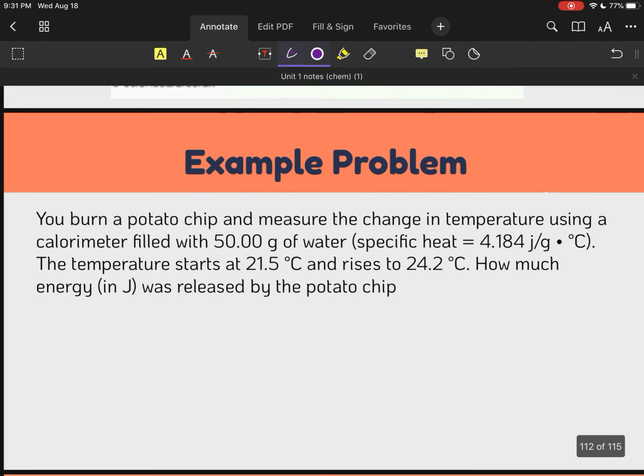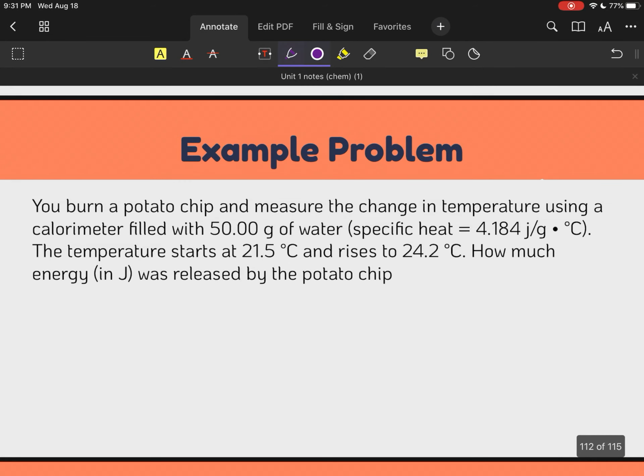So let's look at a quick example problem. That way, you're prepared for your lab tomorrow. So I have a potato chip, and I want to measure how much energy is going to be transferred from this potato chip, or how much energy it contains, basically. The way we're going to do this is to burn it. So we're going to light it on fire.